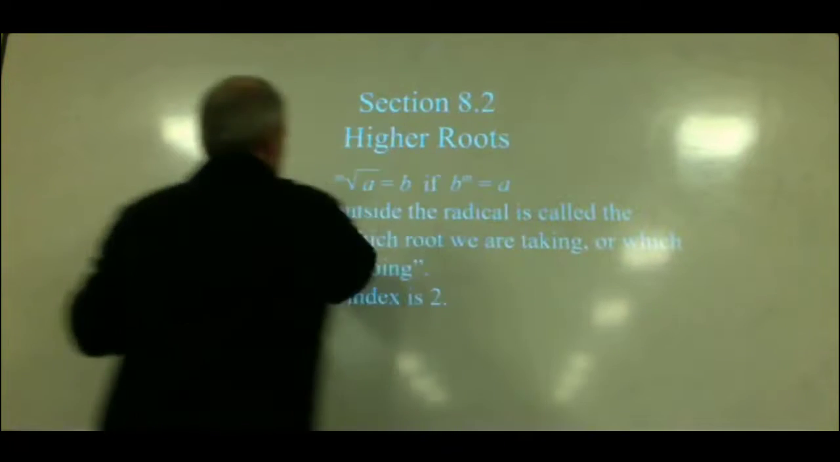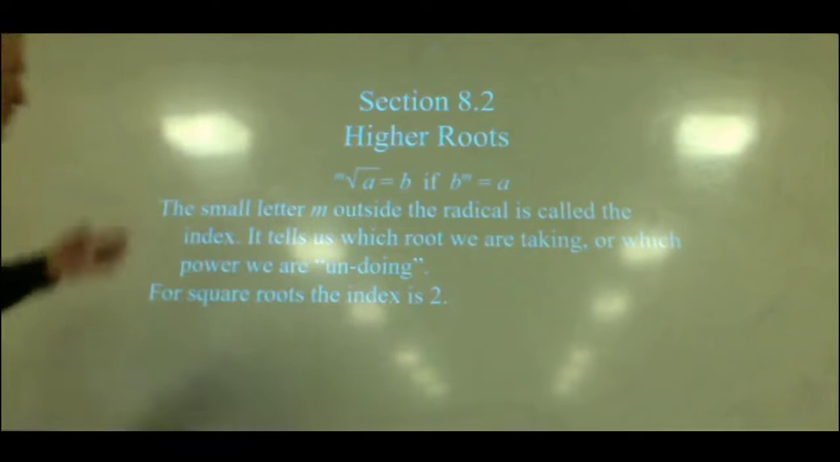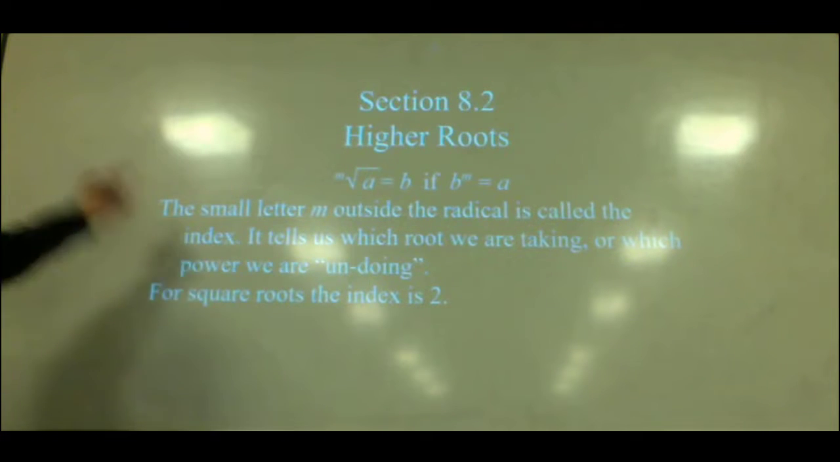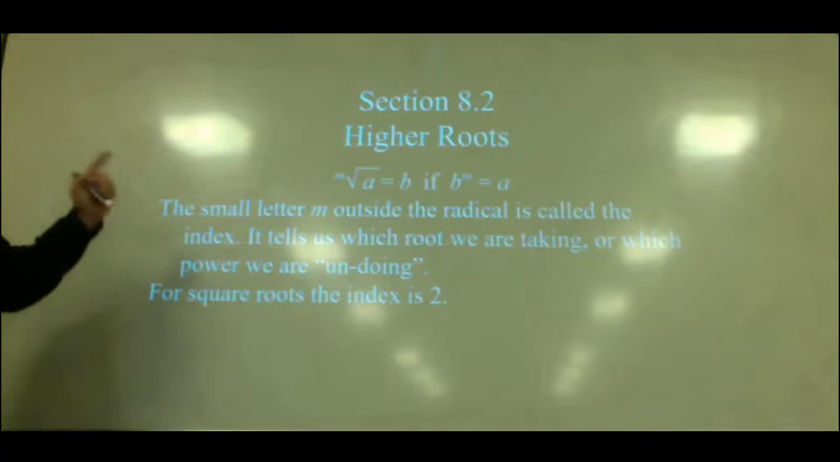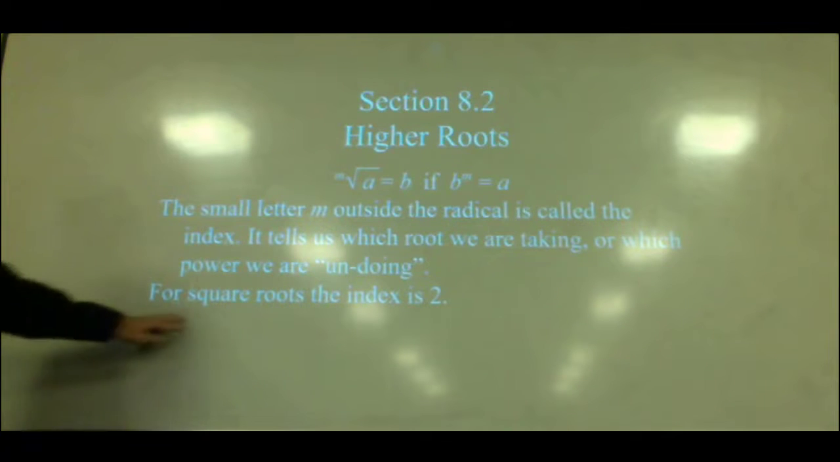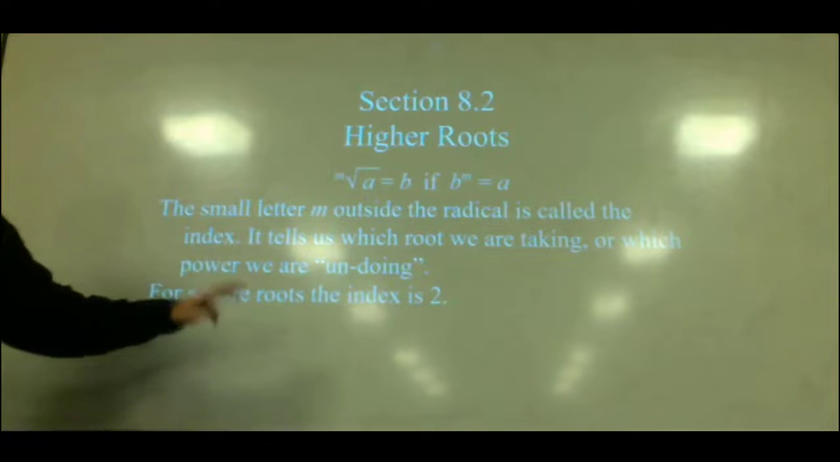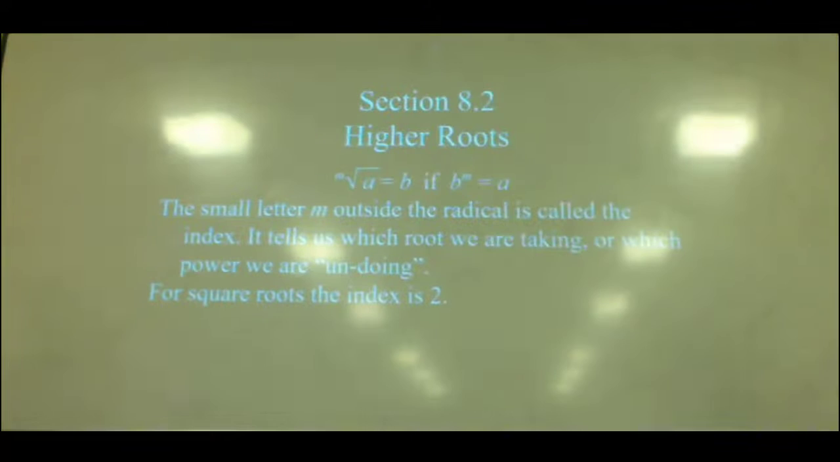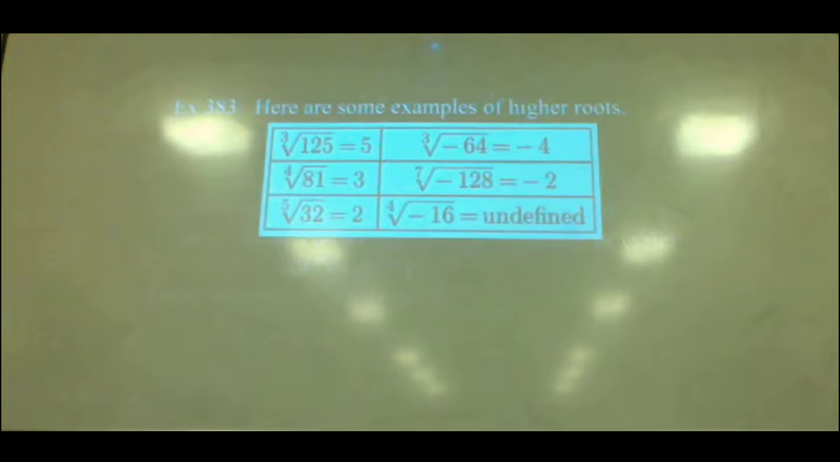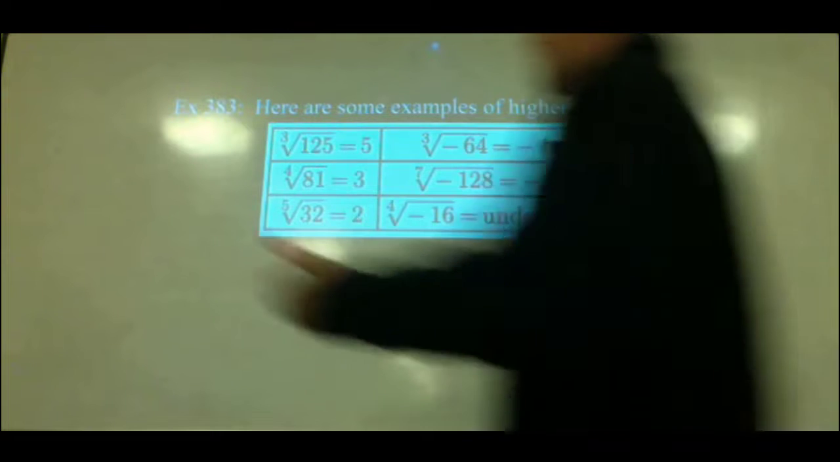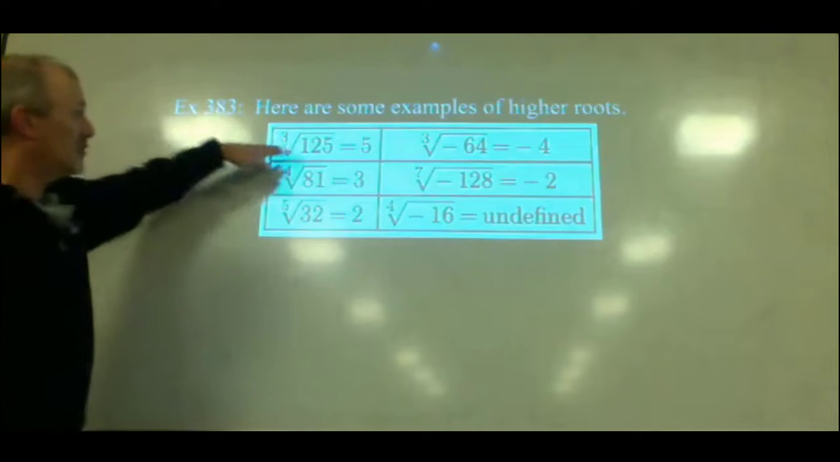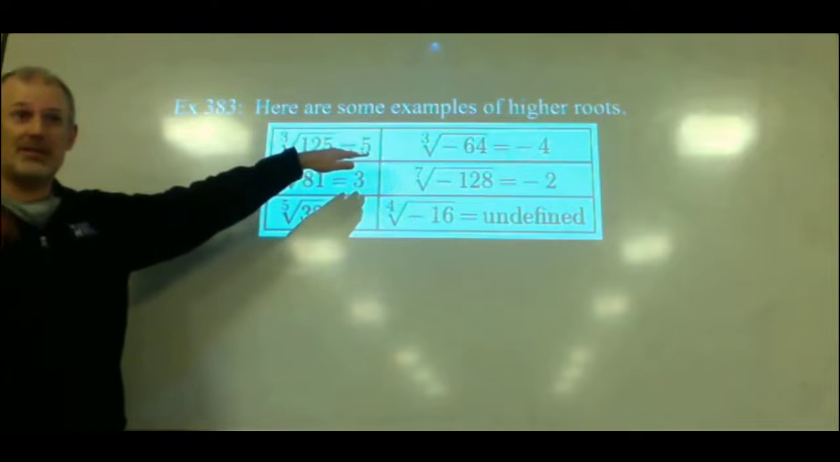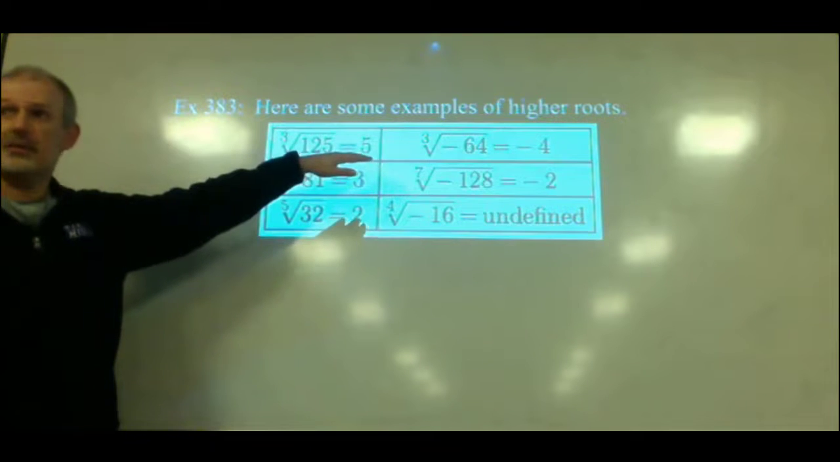Let's see how all of this works. The small letter m outside the radical is called the index. It tells us which root we are taking or which power we are undoing. So for square roots, the index is automatically a 2. We've already mentioned all that. So again, some examples here. The cube root of 125 is 5, and that's because 5 cubed is 125.